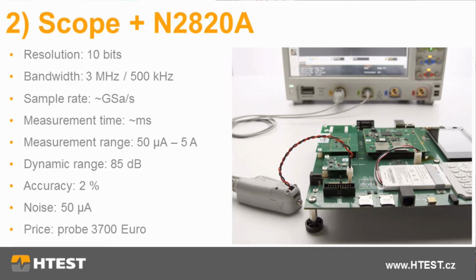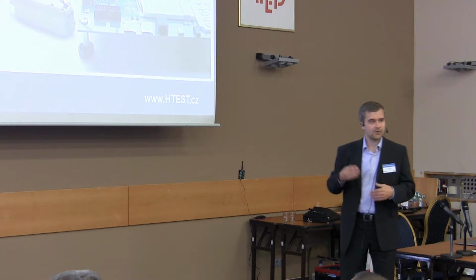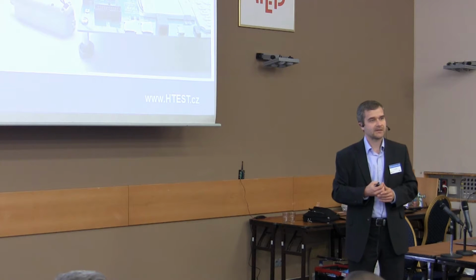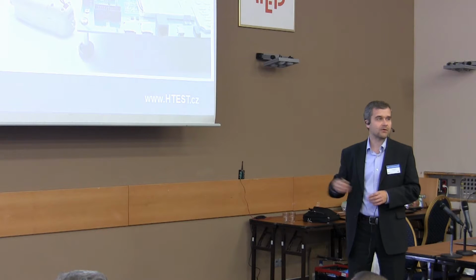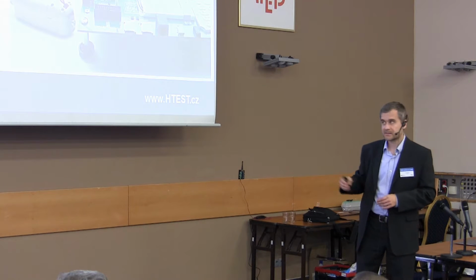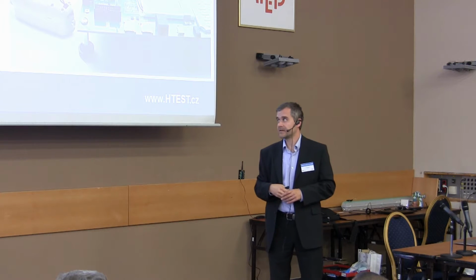Here is the conclusion of the measurement with the scope and current probe. The resolution is quite nice at 10-bit if you use our scope. The bandwidth is used for quick transitions with higher currents. Sensitivity is from 550 microamperes to 5 amperes, and the dynamic range is pretty good for an oscilloscope measurement, thanks to the 2-channel probe, at 85 decibels.